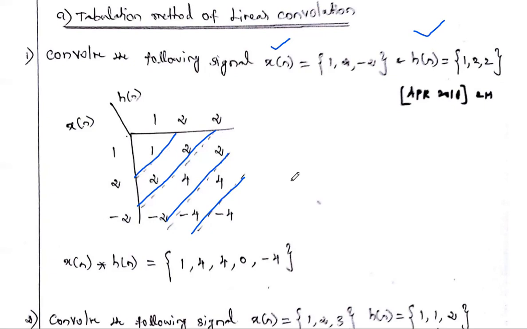Then the next step is, in each separation, you just add whatever is available. In the first separation there is only 1, so you just write that as it is. In the second separation you see 2 and 2, so you just add these two values. 2 plus 2 gives the value 4. Similarly in the third separation you see 2 plus 4 minus 2. So 2 minus 2 cancel. What is the answer? 4. So you just write it. Similarly in the fourth, 4 minus 4, you add, its answer is 0. And the final one, minus 4.